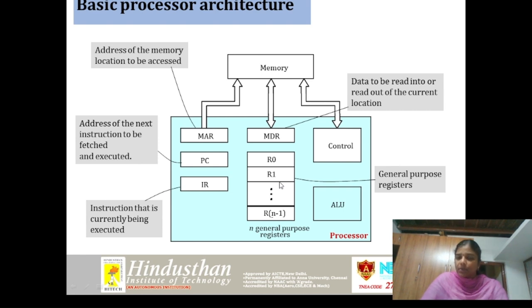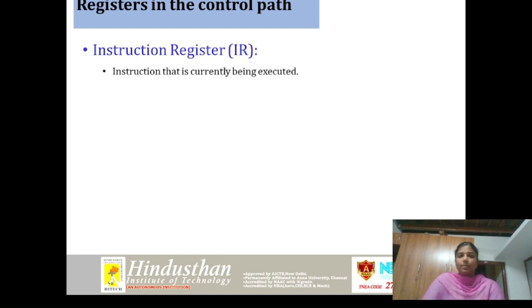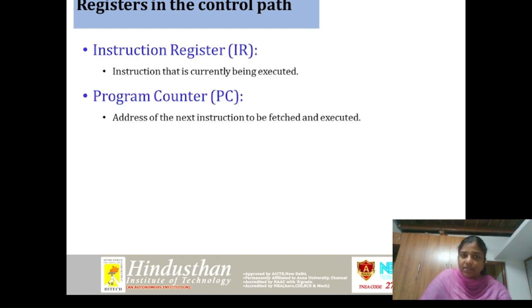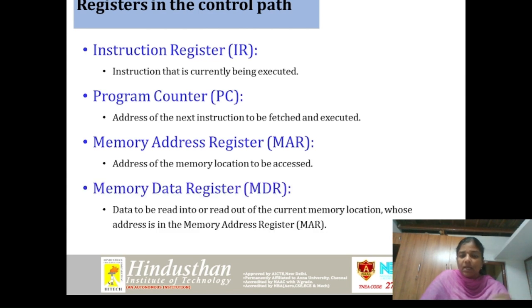And next one is the control unit. As we learned before, the control unit controls all the processing in the different components in a computer. And next is the ALU. This also we have learned. It is the arithmetic logic unit, and all the operations will be performed in the ALU. We will see one by one the registers in the control part. IR is the instruction register, PC is the program counter, MAR is the memory address register, the address of the memory location to be accessed, and MDR is the memory data register. Data to be read in or read out is stored in the MDR.